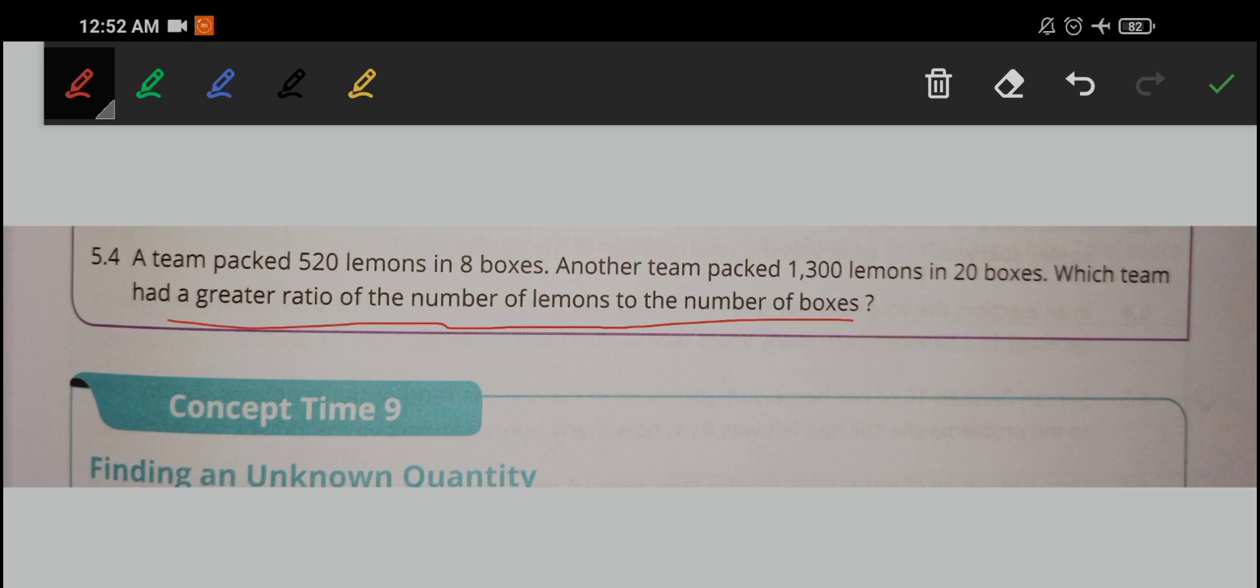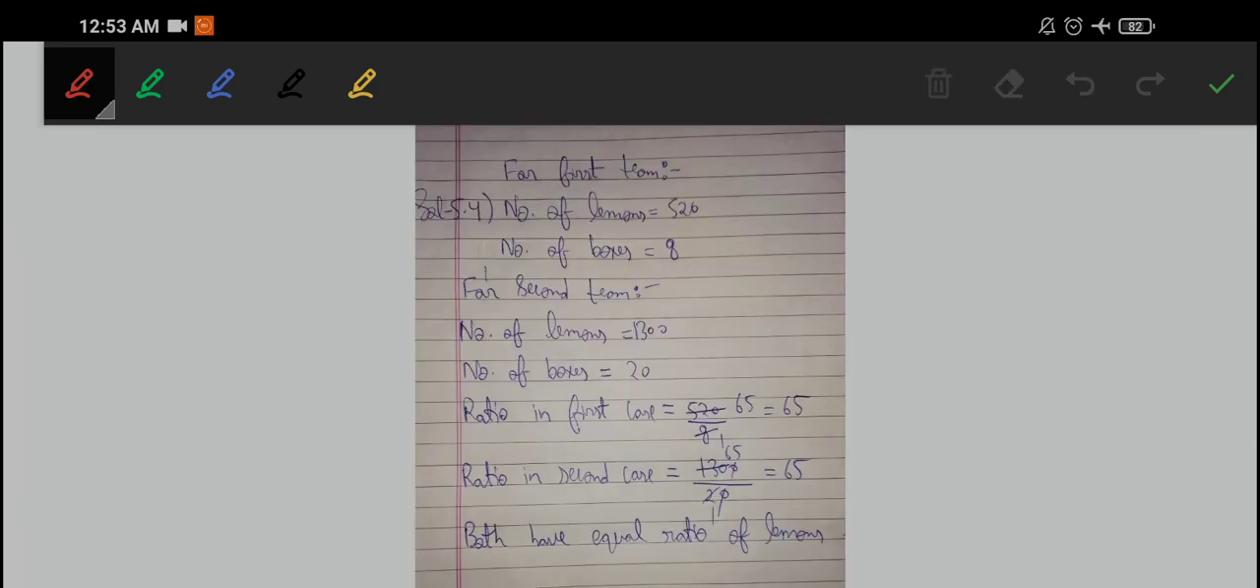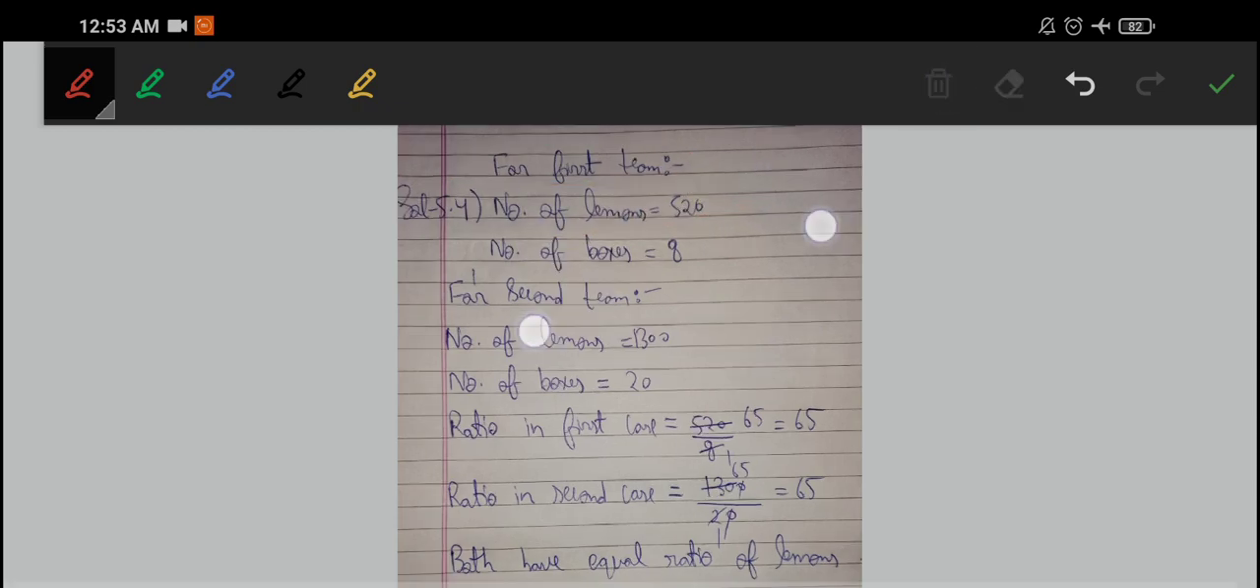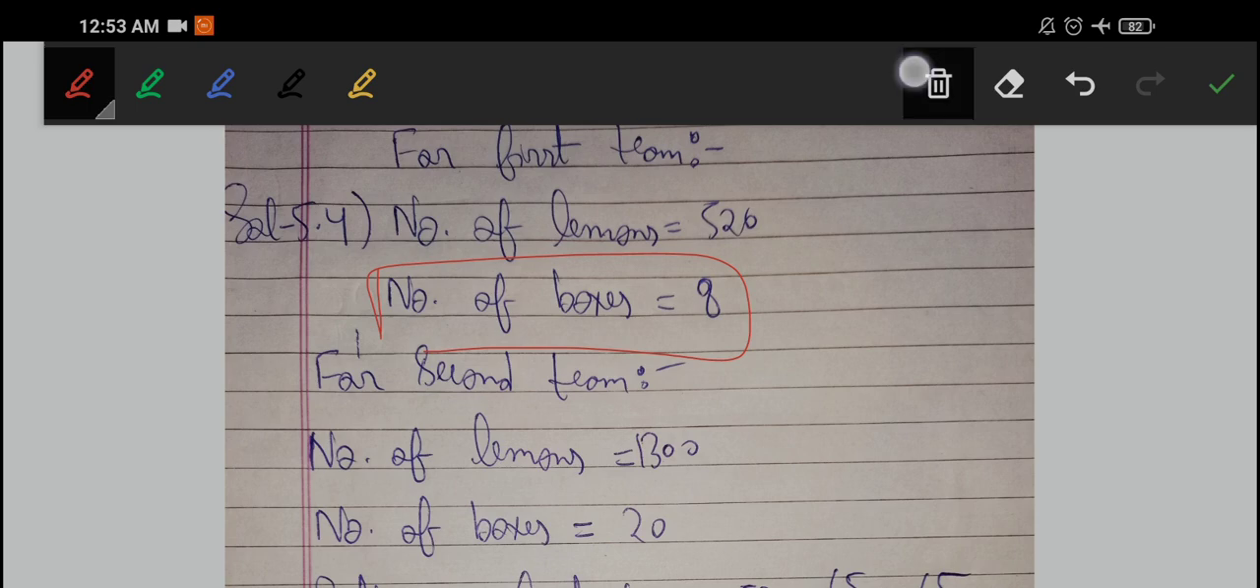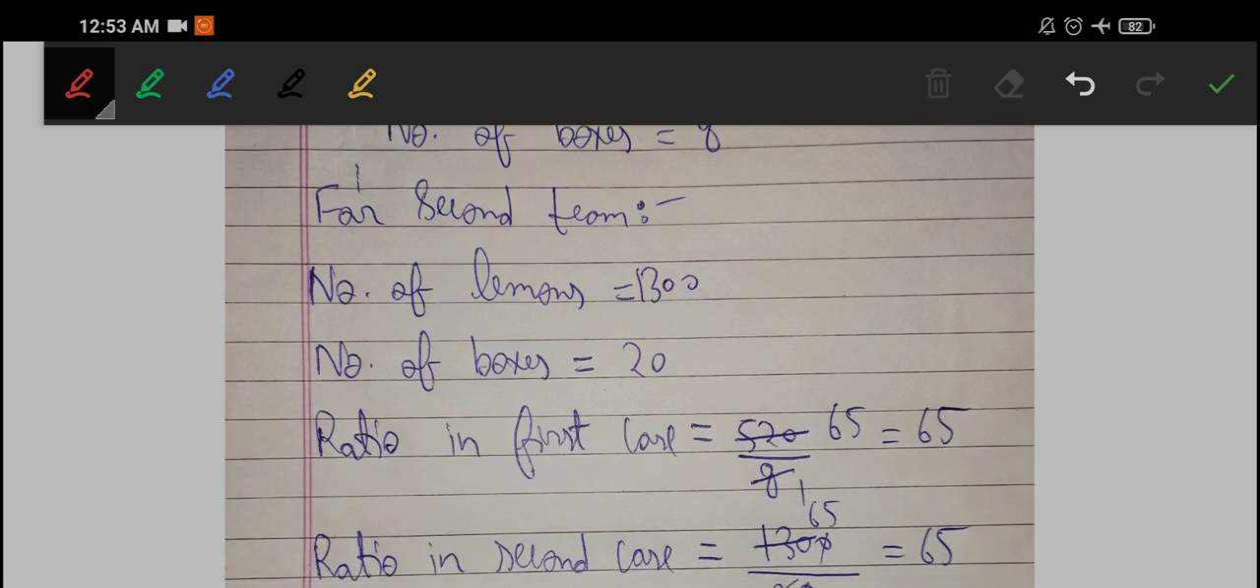Okay, so we'll find the ratio in both the cases and then we'll come to the conclusion that which ratio is greater here. So let's move to the answer now. Now students, we will try to write the information which is provided in the question. So first of all we'll write for first team. So number of lemons are equal to 520. Okay, and how many boxes are there? We have 8 boxes in the first team, so number of boxes is equal to 8. Now for second team, number of lemons is equal to 1300 and number of boxes is equal to 20.